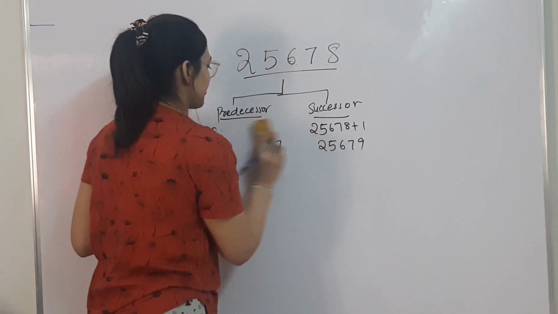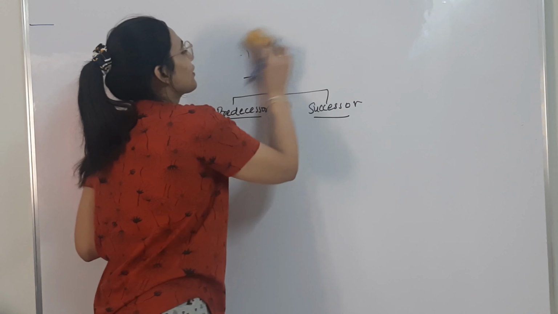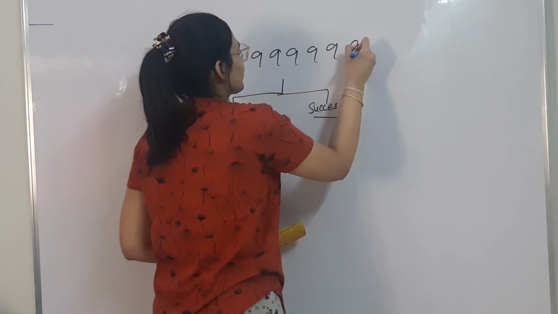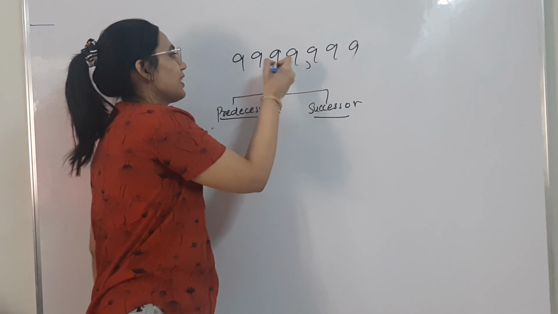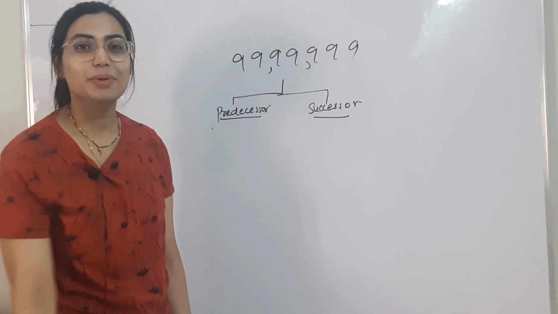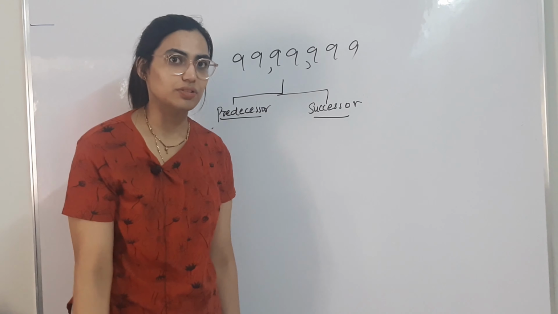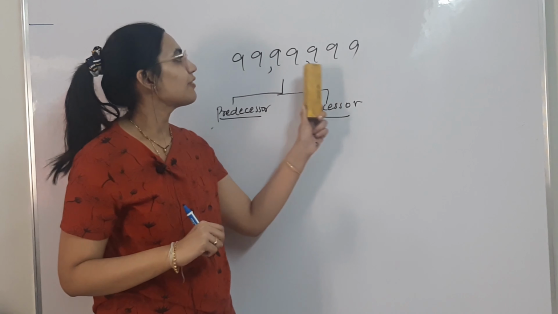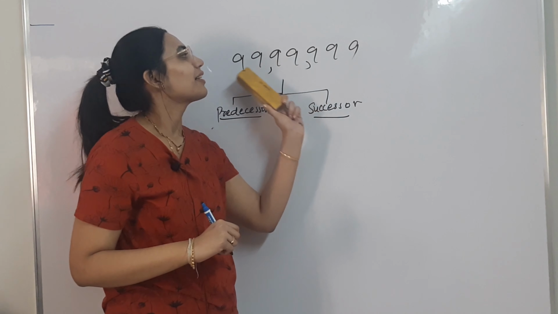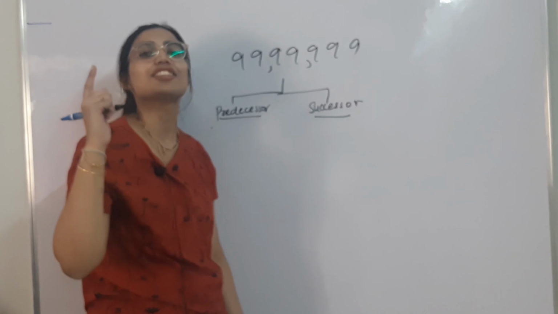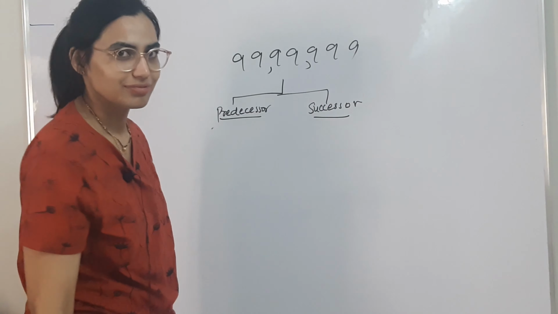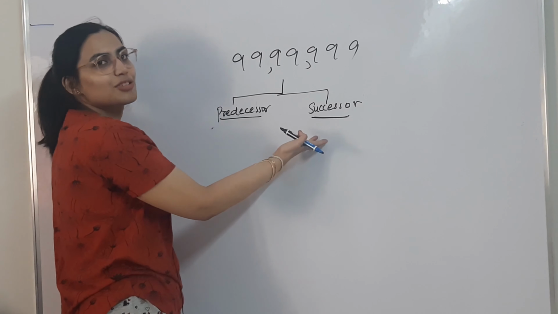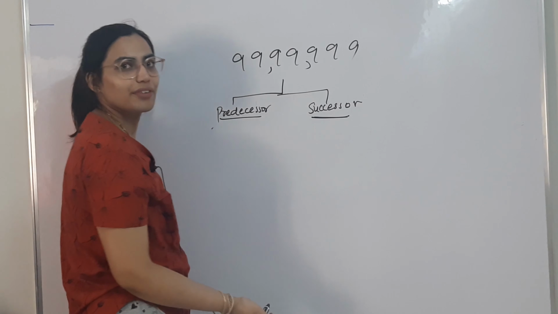Another number. I'll give you a nice number: 99,99,999. If you remember my first video, the introduction to numbers, large numbers, I told you that if we add 1 to the 7-digit largest number, we get the smallest 8-digit number, right? Same concept here. To find the successor, you add 1 to this, and the immediate successor is the smallest 8-digit number, that is 1 crore.